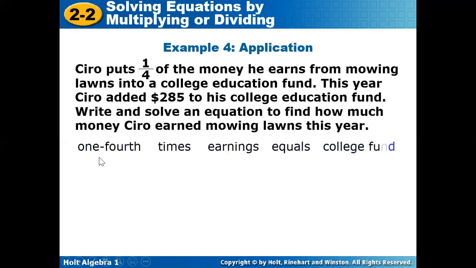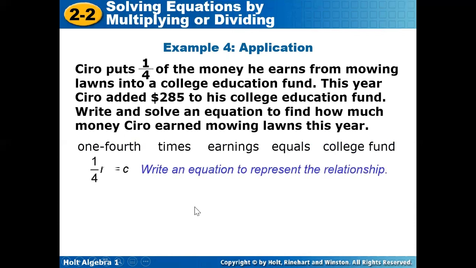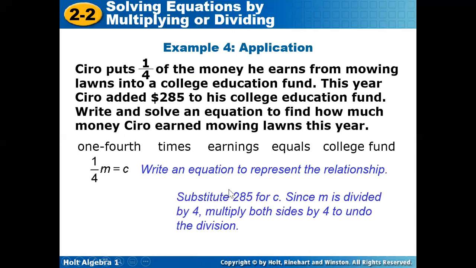So we'll figure out, right? 1/4 times his earnings equals his college fund, right? So what's our equation? 1/4 times your earnings, your money, equals what you're putting in for college. We know what he put in, so we know that. So basically, it would be 1/4 m, and you could write that as m over 4 equals 285.